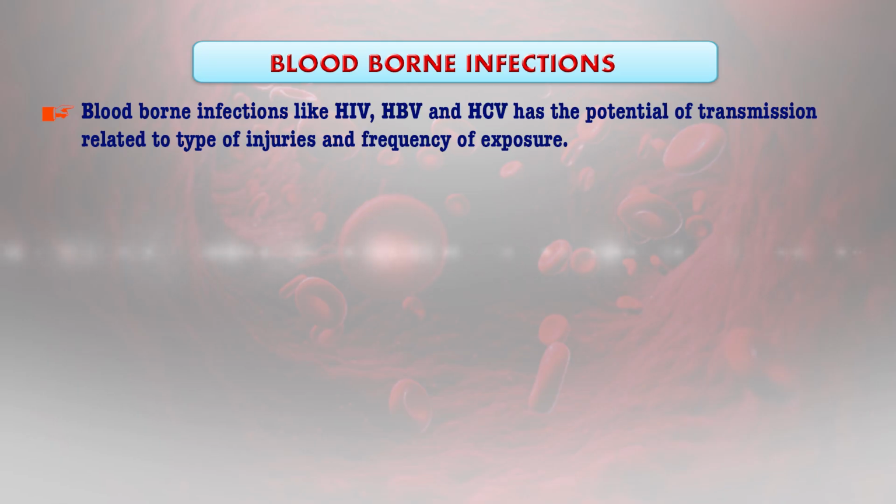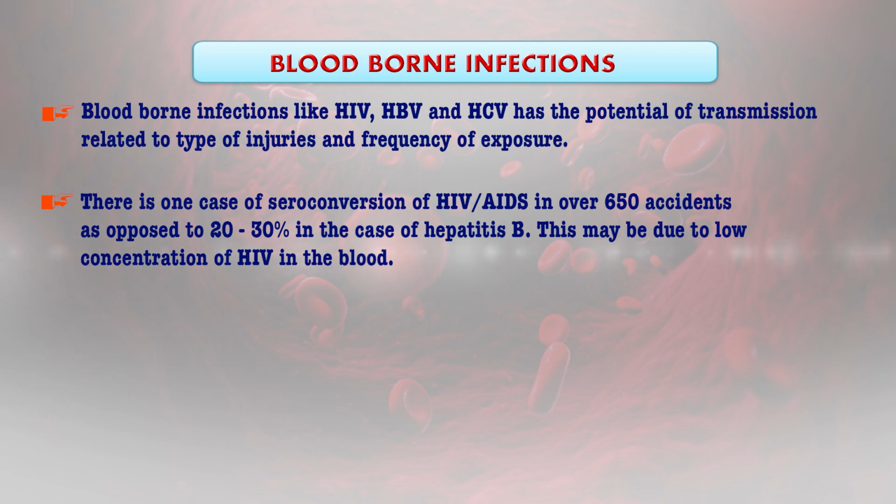Bloodborne infection. Bloodborne infections like HIV, HBV and HCV have the potential of transmission related to the type of injuries and the frequency of exposure to such infections. There is one case of seroconversion of HIV or AIDS in over 650 accidents, as opposed to approximately 20 to 30% in the case of hepatitis B. This again may be due to the low concentration of HIV in the blood.